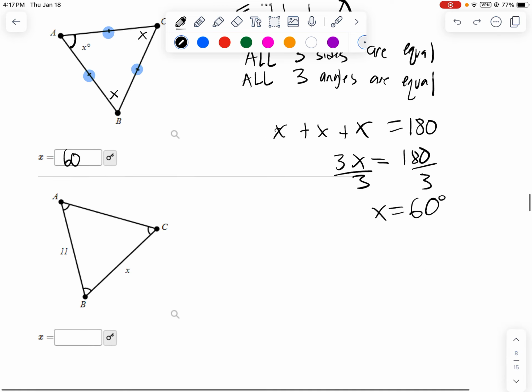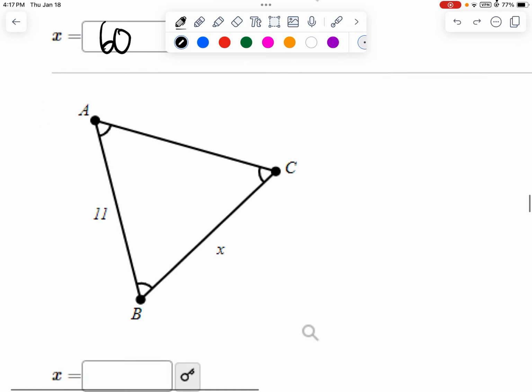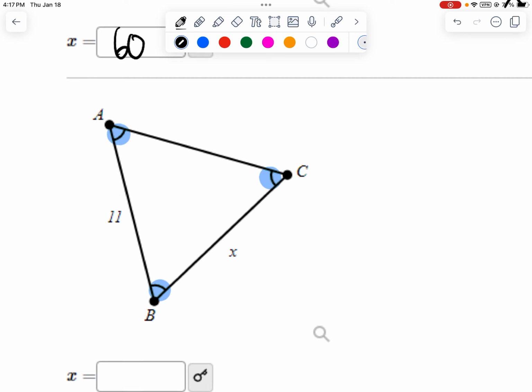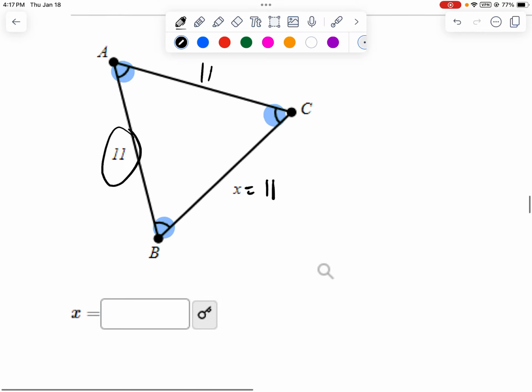When we get this second problem, it's just a two-parter question. We can see that all three angles are equal, which is a property of equilateral triangles. That means we hit that qualification, which then guarantees that all three sides are equal. So if this side's 11, so is that side, and so is that side. There's your answer. You're done. That's as crazy as it needs to get.